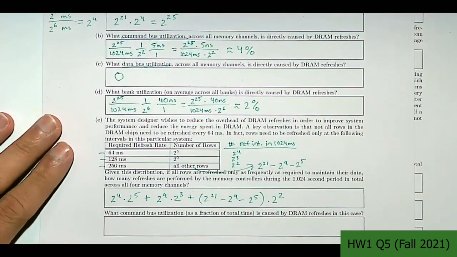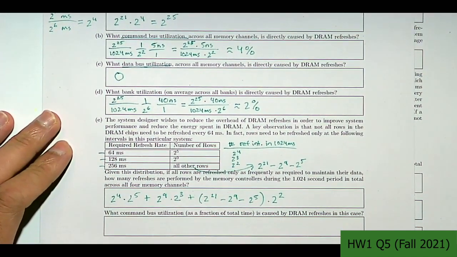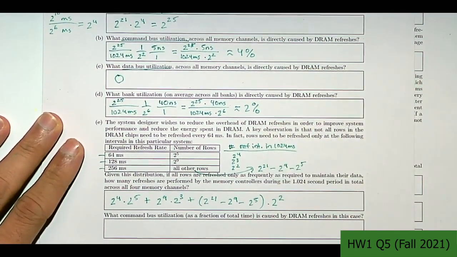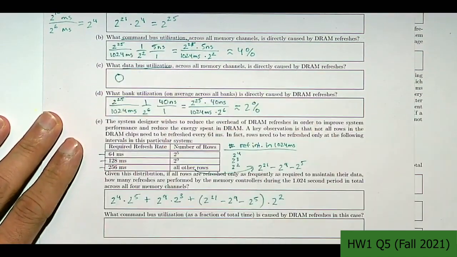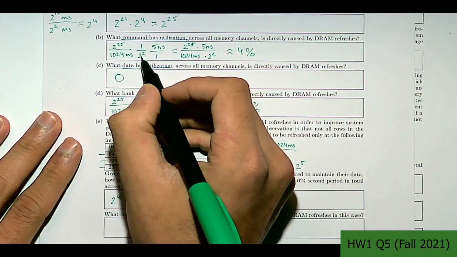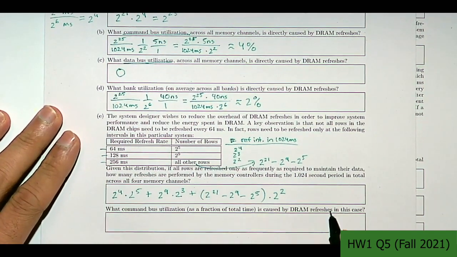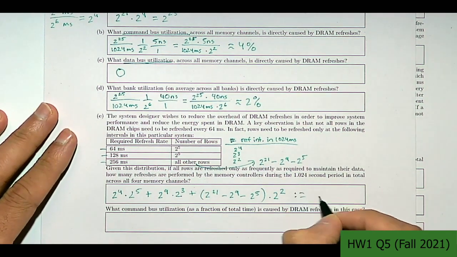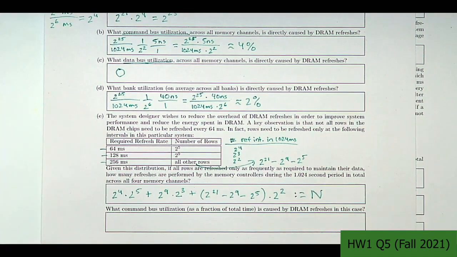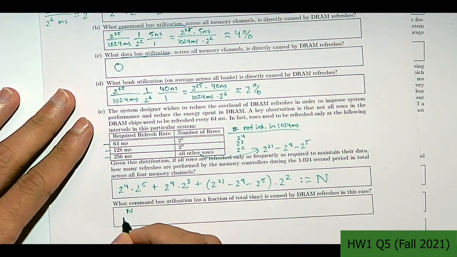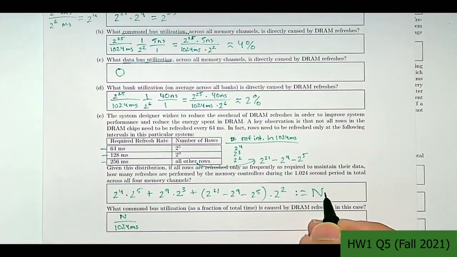Okay, the next part is the command bus utilization. This computation is basically exactly the same as what we did up here, except instead of 2 to the 25 refreshes per channel, we essentially have a different value. Instead of writing this repeatedly, I'm just going to define this as a variable n, so it makes this a little bit easier. What we have here is n refresh operations happening per 1024 milliseconds, where we computed n in this part.